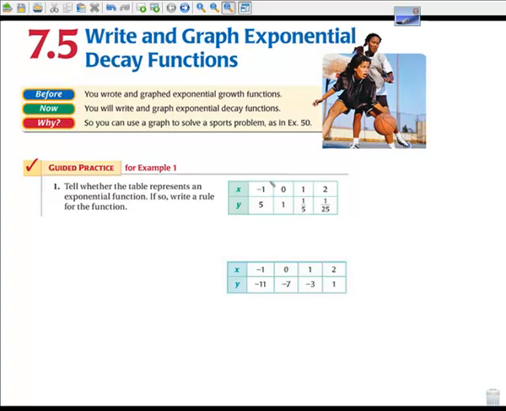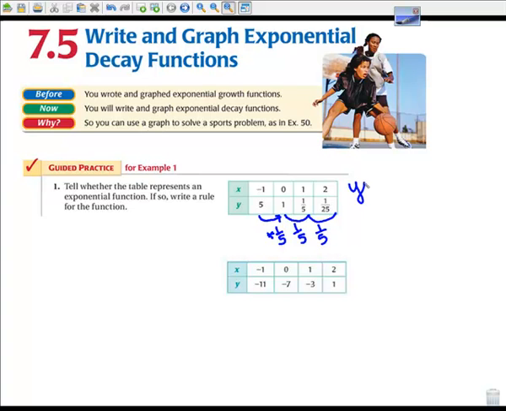So when we look at this, for our exponential functions, the x's have to change at a constant rate, and they do. And then the y's, instead of changing at a constant rate, they have to change by the same multiplication. So I have to look at this. To go from 5 to a 1, I divide by 5, which means I'm really multiplying by a fifth. And then 1 times a fifth is 1/5, and a fifth times a fifth is 1/25.